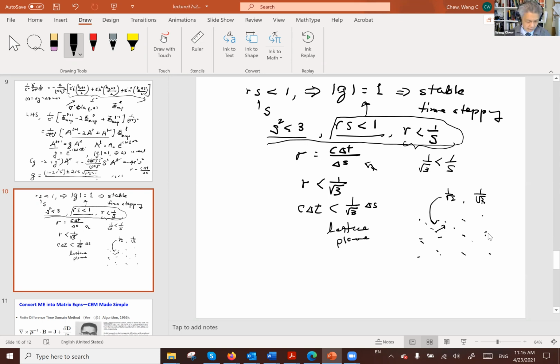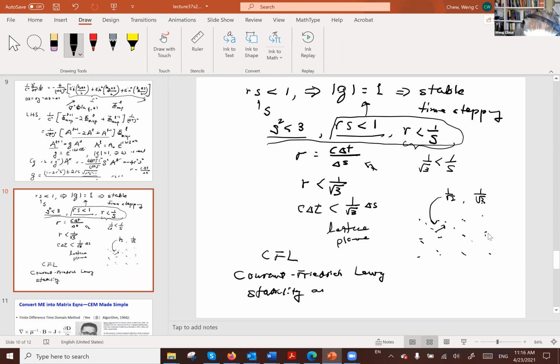And if your time step is less than the time needed to travel through that lattice plane, then you have stability. This kind of stability is also called the CFL stability analysis, or Courant-Friedrichs-Lewy stability analysis. Okay, are there any questions before we move on?